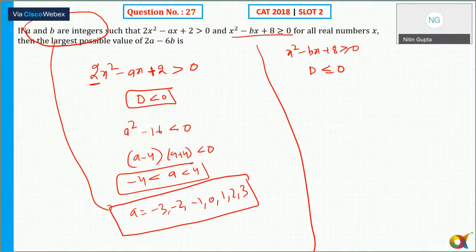Then only this quadratic will always be greater than or equal to 0, meaning D has to be less than or equal to 0. So what is the discriminant? b square minus 4ac. So b square minus 32 is less than or equal to 0. So b minus root 32 into b plus root 32 is less than or equal to 0.